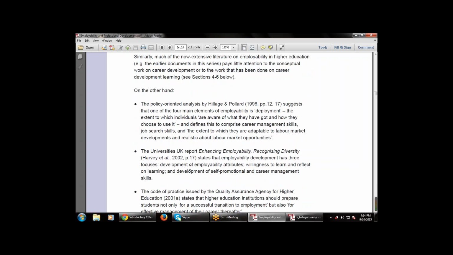The second point is the Universities UK report, Enhancing Employability, Recognizing Diversity, which states that employability development had three focuses: the development of employability attributes, willingness to learn and reflect on the learning, and development of self-promotional and career management skills. That is, how to develop the employability attributes, the willingness to learn and reflect on the learning, and how to manage self-promotion and the career management skills.